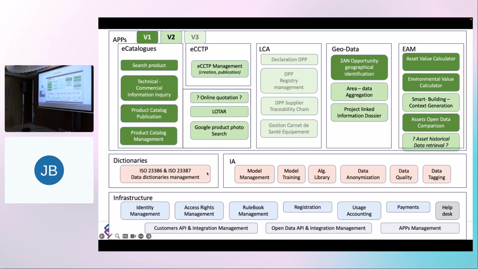In order to do that, of course, we need standards like the 23386, our data dictionary standard, but we also need standards to define the BIM models for the assets. But what we discovered is that we also need AI to help us improve and define the building renovation strategies, and also to help us assess and define the product catalogs. So AI will be a key component of these types of projects that we want to do.